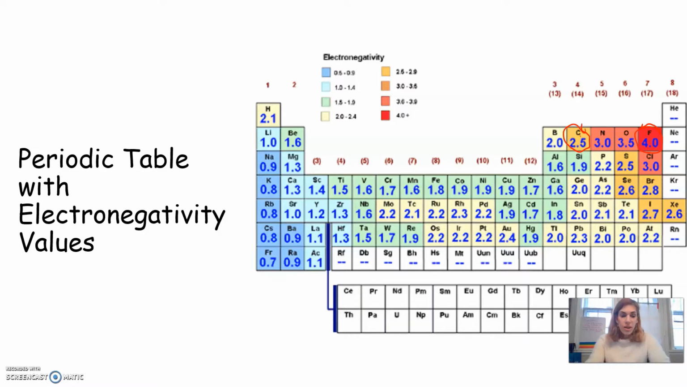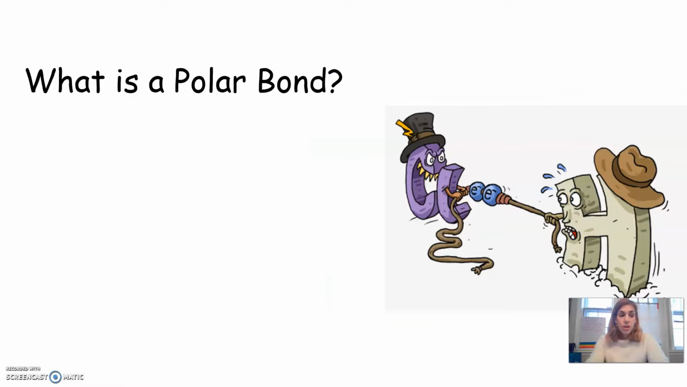So while that's one way to determine the type of bond, there's another way to do this that does not require any numbers. In order to do this, we need to make sure we understand what a polar bond is, though. So first of all, polar bonds and nonpolar bonds only occur between nonmetals.